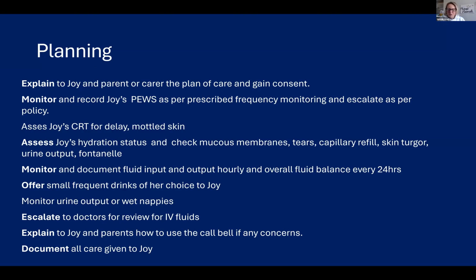So we want to start with pushing oral fluids first if the child is able to, but we can escalate to the doctors for review for IV fluids. We want to specifically monitor urine output and wet nappies, and we obviously need to explain to parents how to use a cool bath if needed, and document all care. So that could be just a standard dehydration care plan.